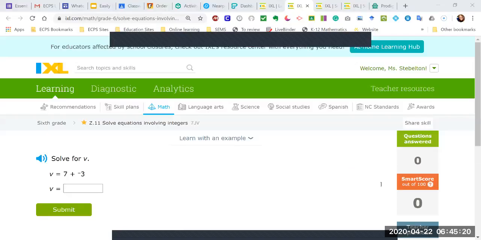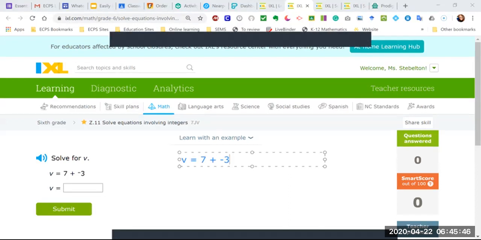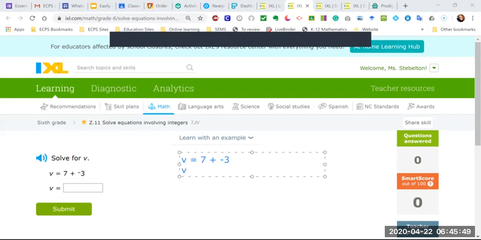Okay, so now I'm going to go over solving equations involving integers. And I think probably the main problem is just remembering those integer rules, so I'll review them as we go. In this equation, we have v equals 7 plus -3. Now v is already by itself, on the other side of the equal sign. So really all we have to do is say, what is 7 plus -3?